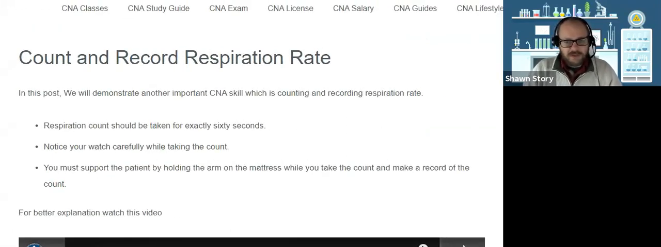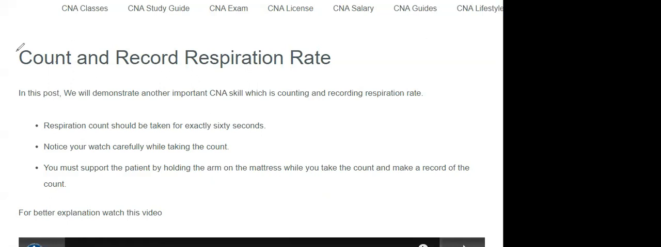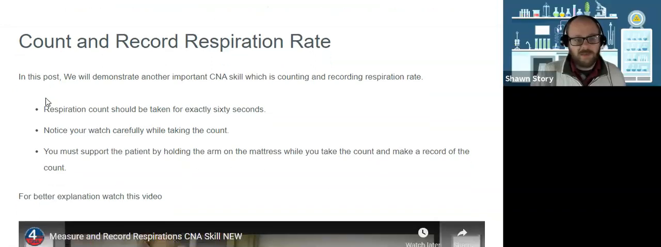Who could read this for us today? I can do that. All right, go ahead. Count and record respiration. In this post, we will demonstrate another important CNA skill, which is counting and recording respiration rate. Respiration count should be taken for exactly 60 seconds. Note your watch carefully while taking the count. You must support the patient by holding the arm on the mattress while you take the count and make a record of the count. All right, let's watch the video.